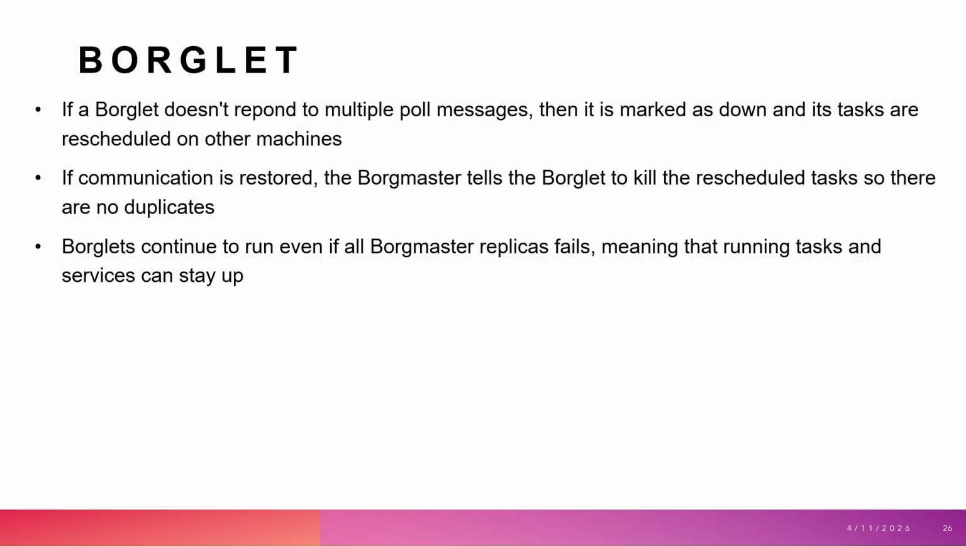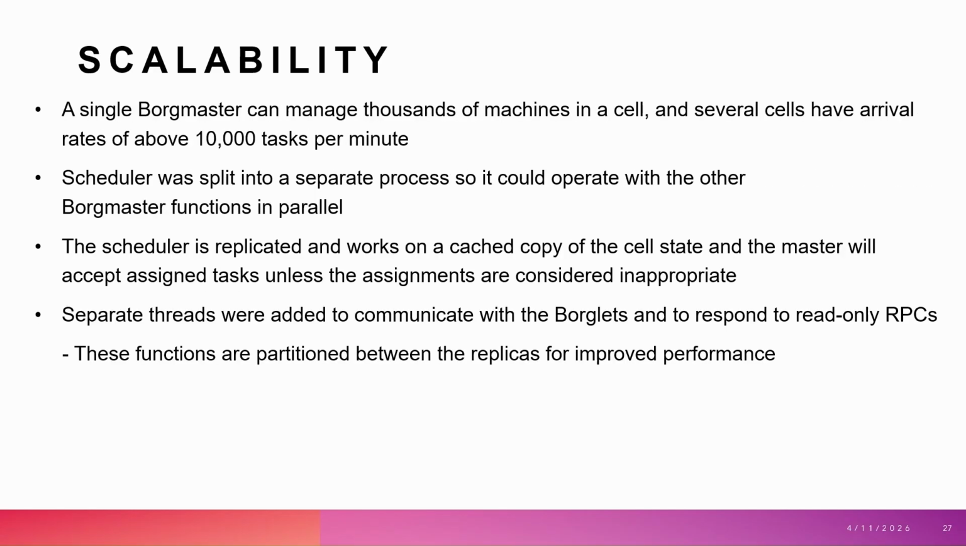If a Borglet doesn't respond to multiple pull messages, then it's marked as down and the tasks are rescheduled to other machines. But if communication is restored, then the Borgmaster tells the Borglet, hey, these tasks are scheduled somewhere else, so we'll kill the task here so there aren't any duplicates. Borglets can continue to run even if all Borgmaster replicas fail. So even if the Borgmasters fail, tasks can still run and services can stay up.